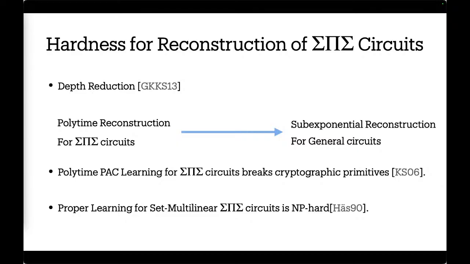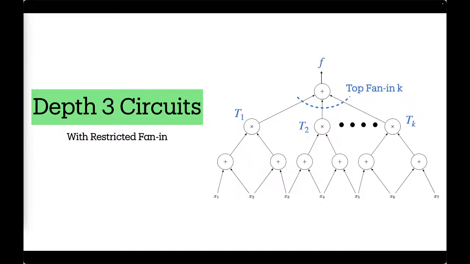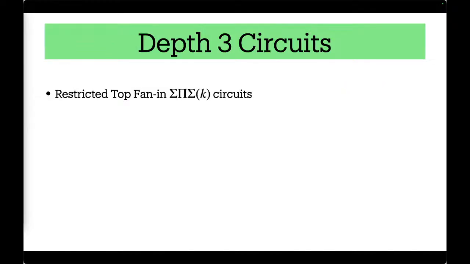So, what are we going to work with? Well, we are going to work with a restriction. What are we going to restrict? We are going to restrict the top fan-in, right? So the circuits we are interested in, we are going to restrict it to some k, and these circuits are basically a sum of k terms. Each term is a product of linear forms, and that is what we are trying to reconstruct. We would be describing them as sigma pi sigma k.